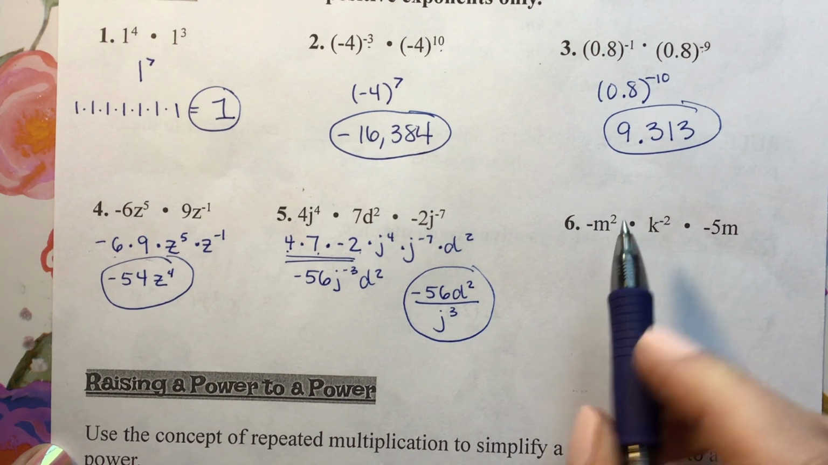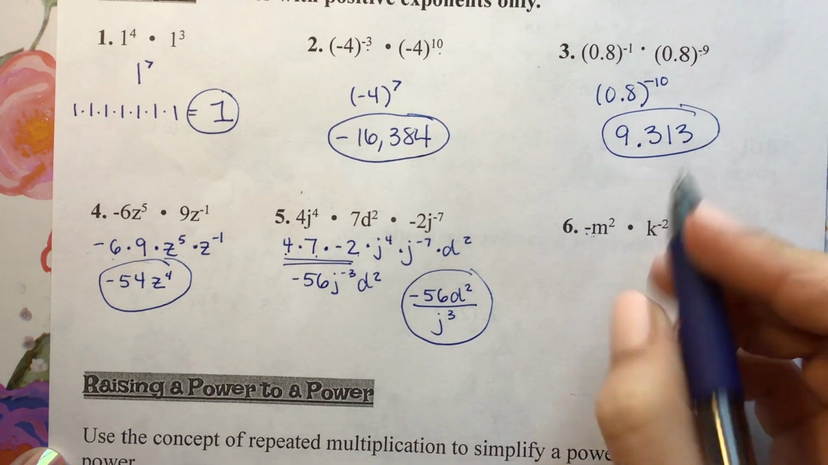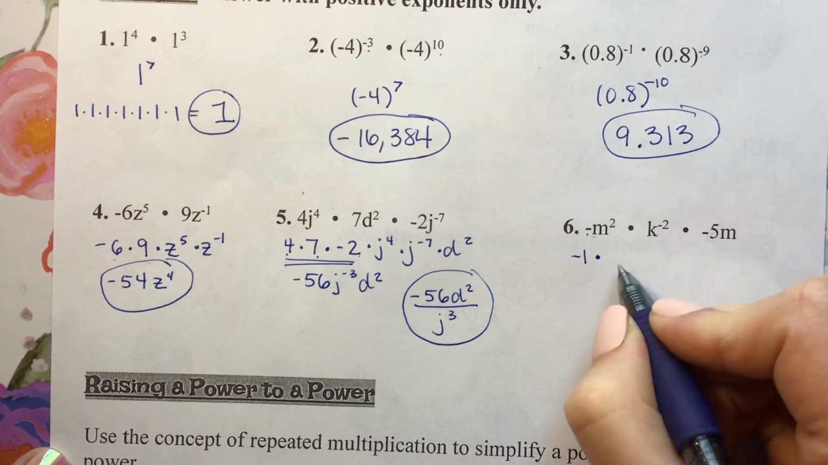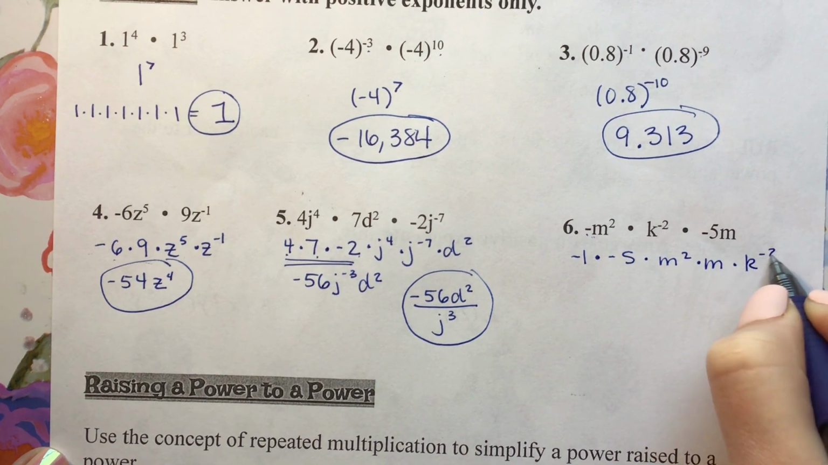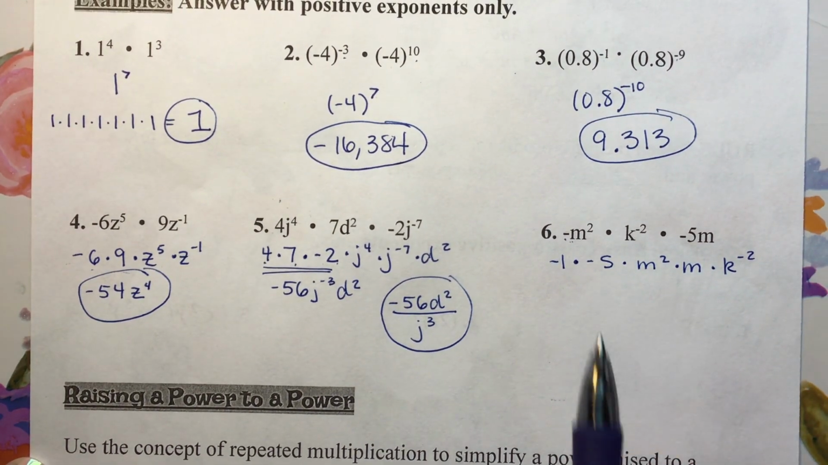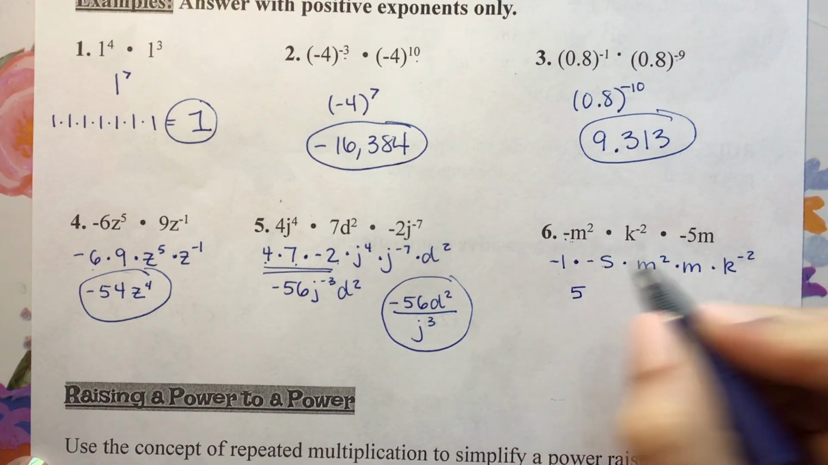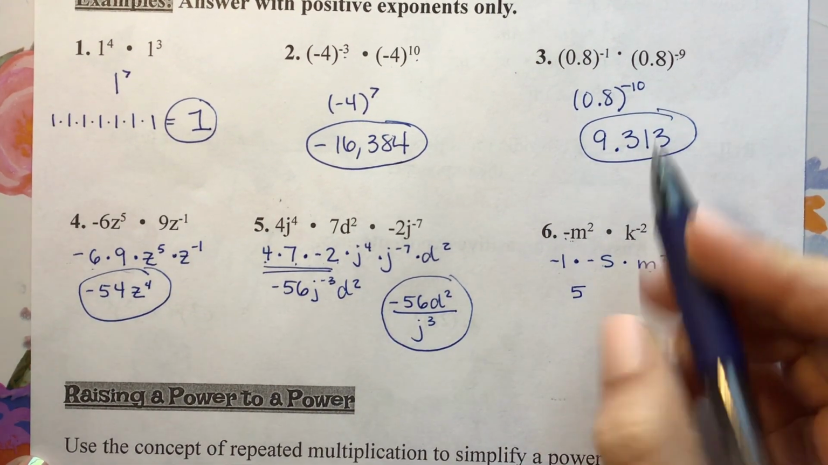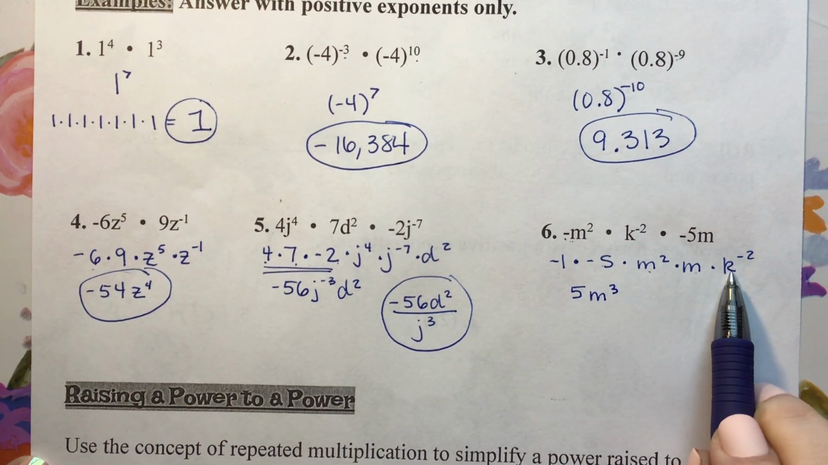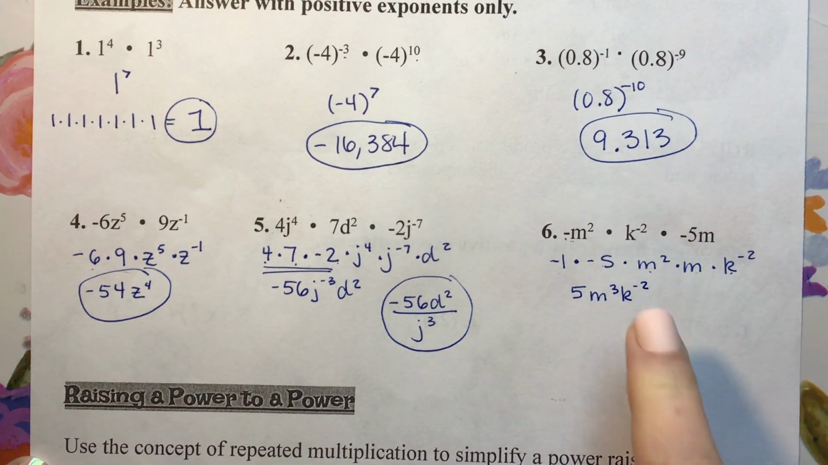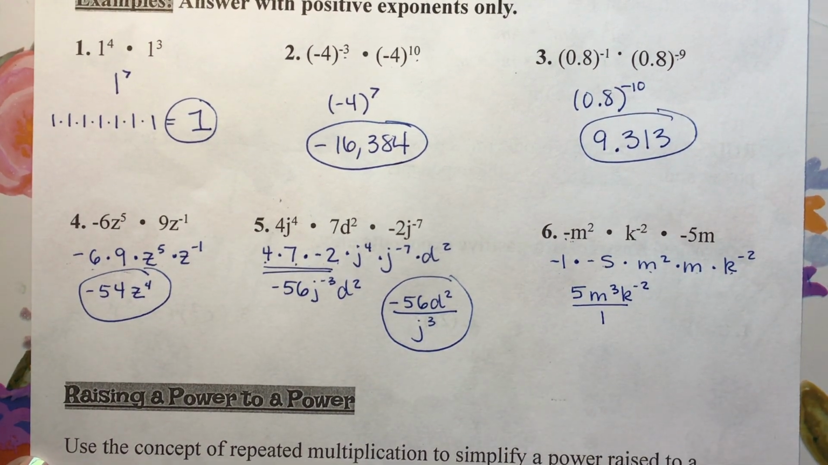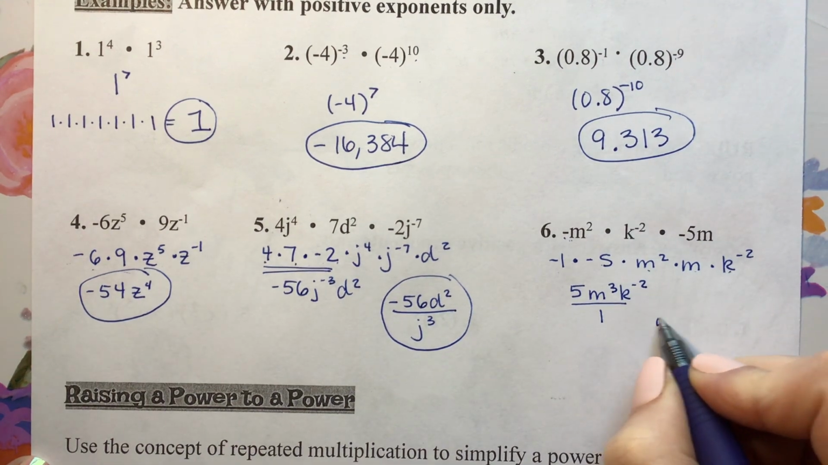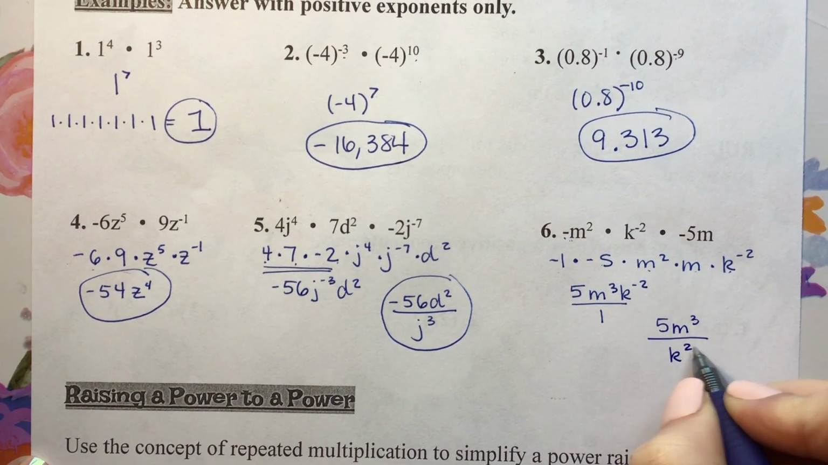For my final problem, this negative is actually a -1 up front, so I have -1 times -5 times m squared times m times k to the -2. Negative 1 times negative 5 is positive 5. M squared times m is m to the third. And k to the negative 2 is still there. I want to get rid of my negative exponent by putting it on the opposite side of the fraction. Because there is no fraction, I can write this over 1, and now I know that needs to go to the bottom. So this is going to be 5m cubed over k squared.